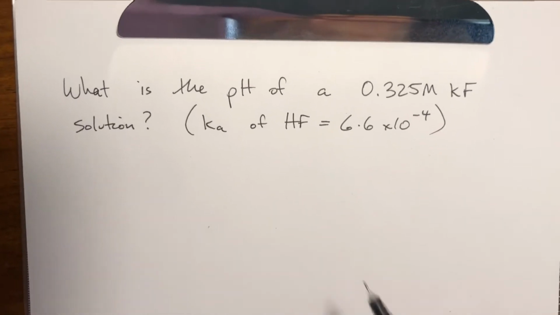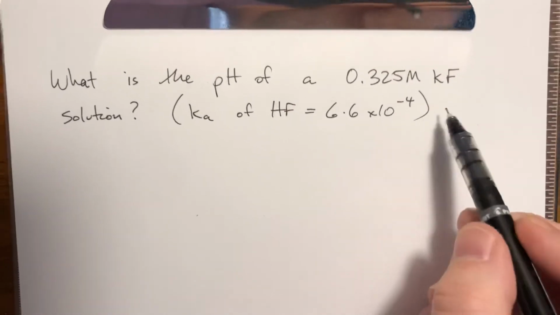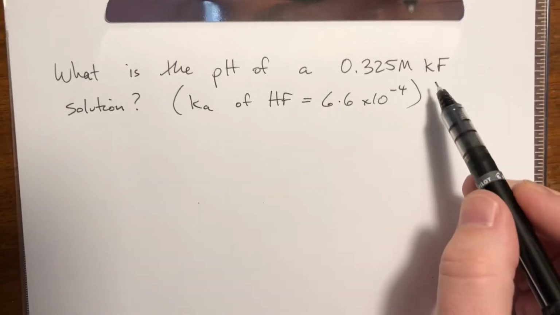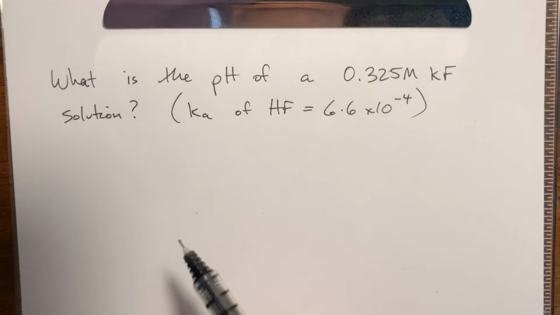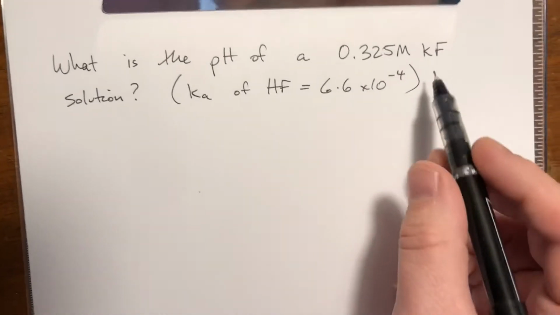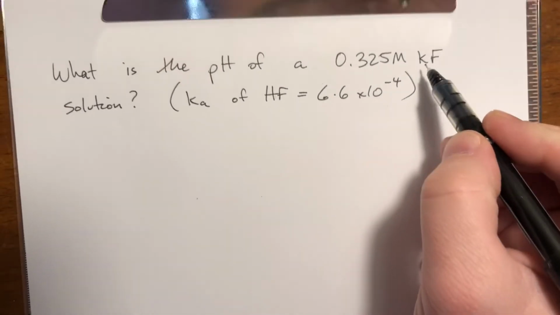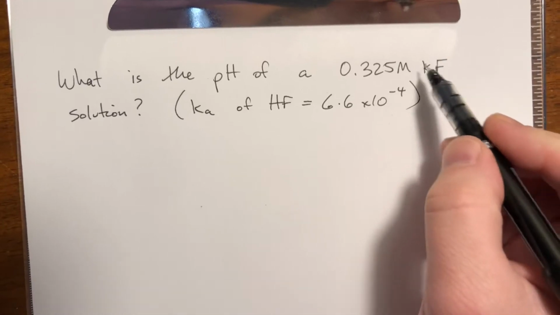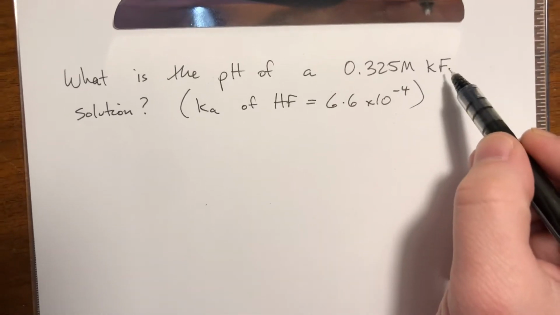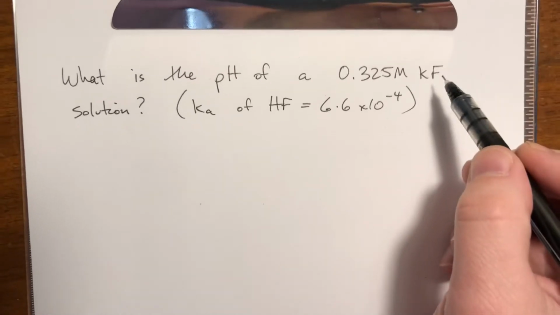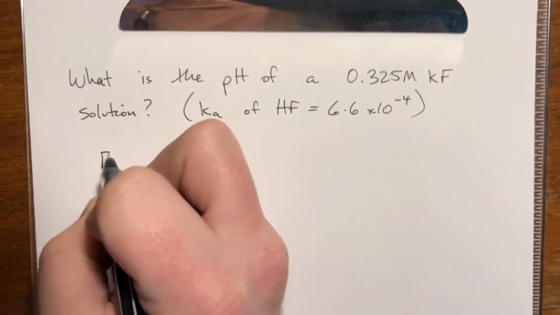Okay, so let's try an actual example of solving for the pH of a salt solution. We're going to use that same KF that was in the previous video. So we're going to visualize this. Remember, the K comes off as K plus, it floats around and does nothing, just like it does in KOH. The F minus is going to act as a weak base. So that's how we're going to write our equation.